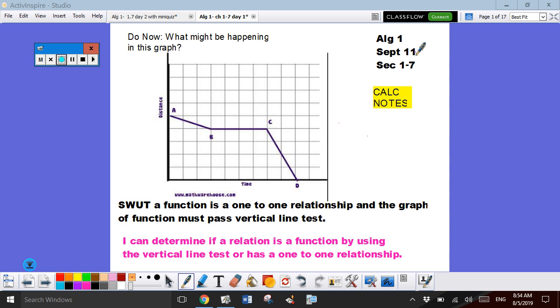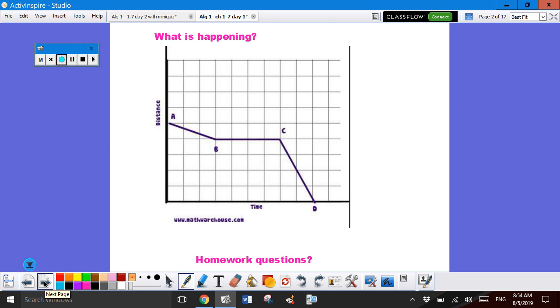So let's take a minute and take a look at this graph. So again, it's time and distance. I'm going to pause here for a second. I want you to sketch this graph and write down a possible story about what is happening.